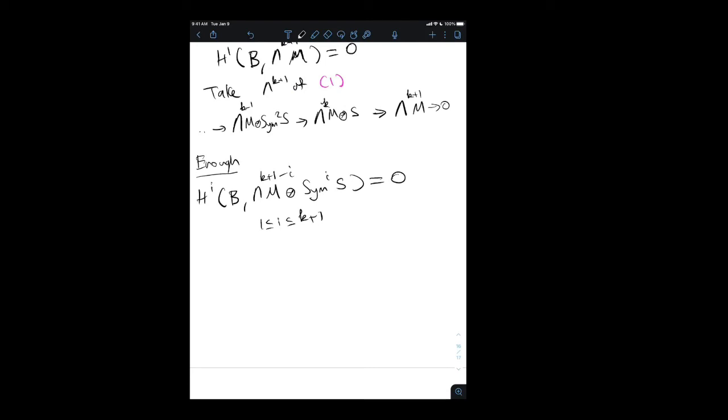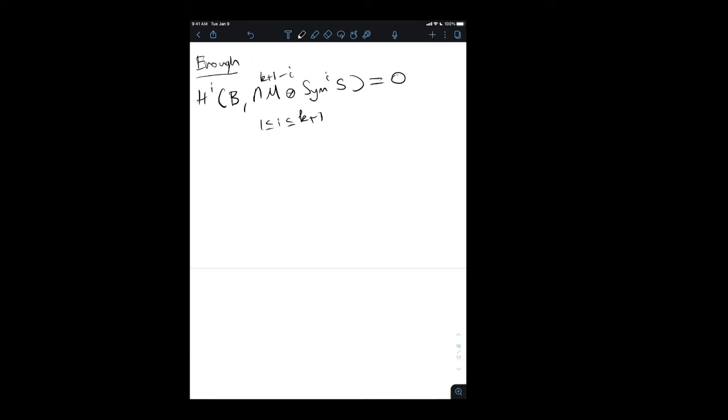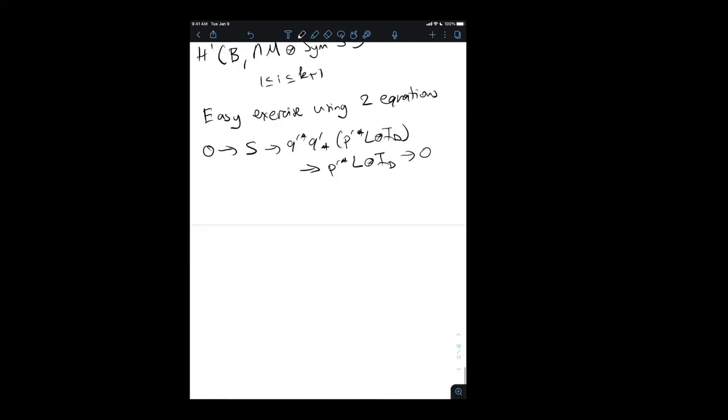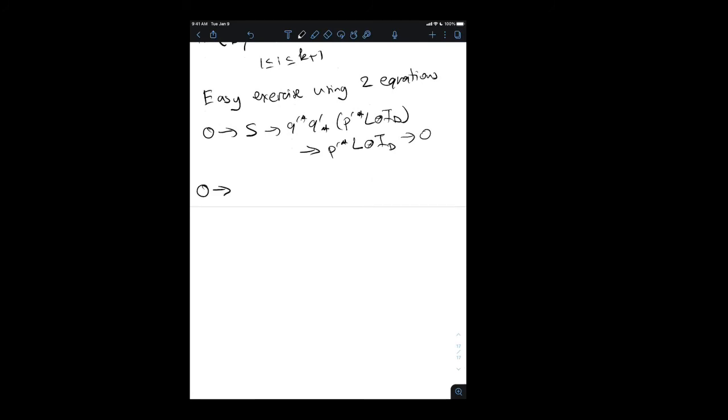Okay, but this is an easy exercise now. So this turns Green's conjecture, once you have the setup, into just an easy calculation anyone can do. This particular statement here is just an easy exercise, using the two sequences we have, two equations, plus the Kunneth formula. The first is the defining sequence for S. And the second thing is you need to know something about this ideal sheaf, but you can see it from the way Z was defined.